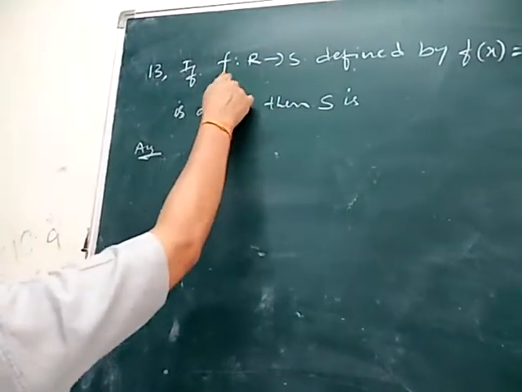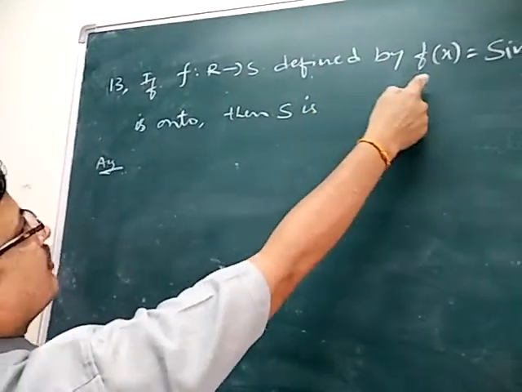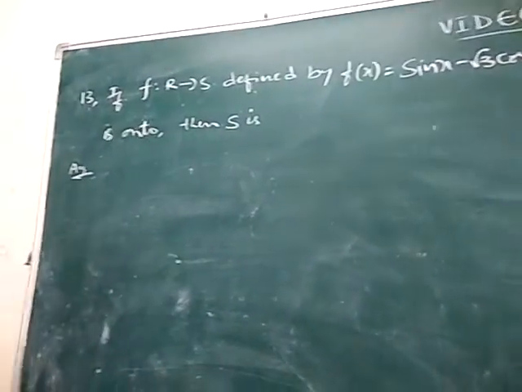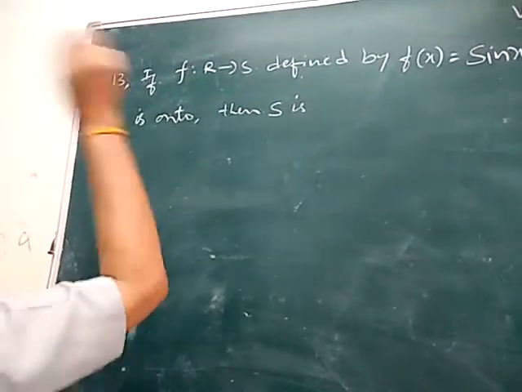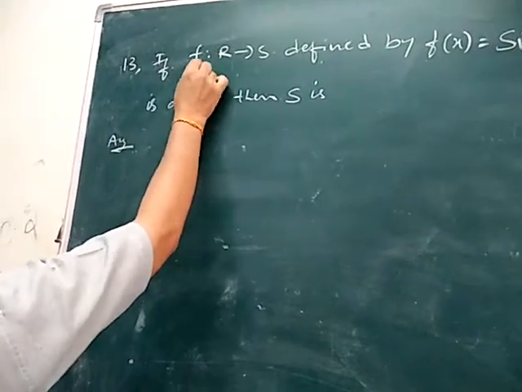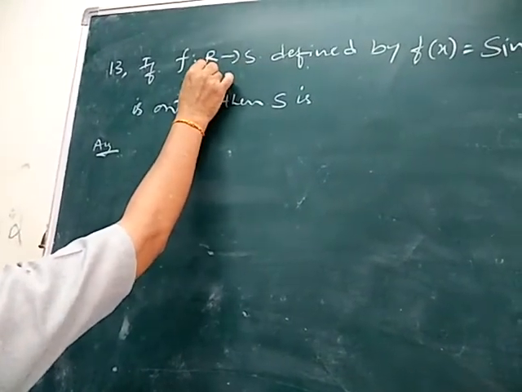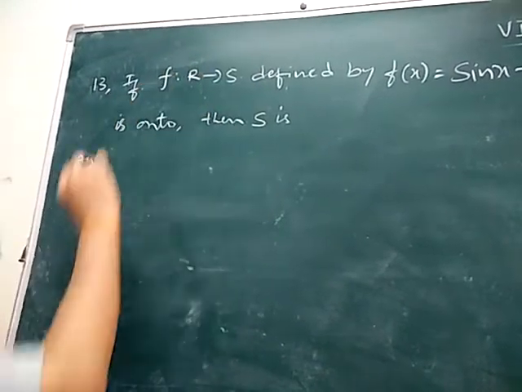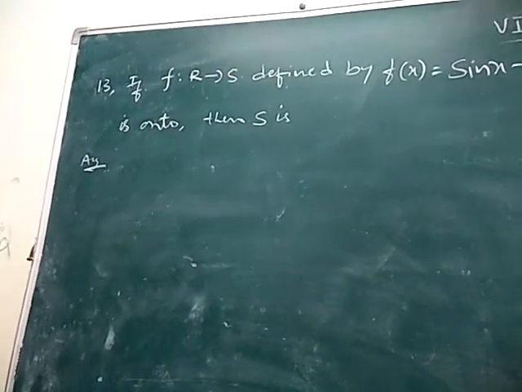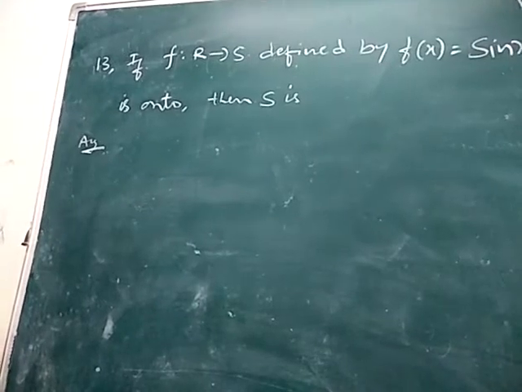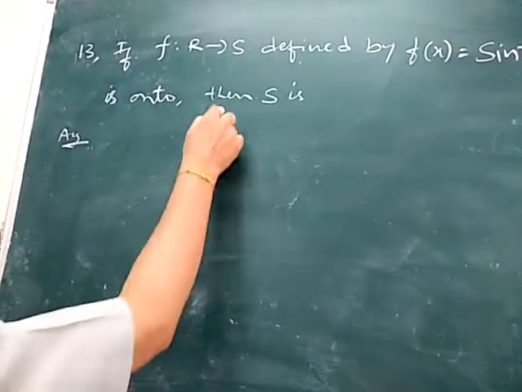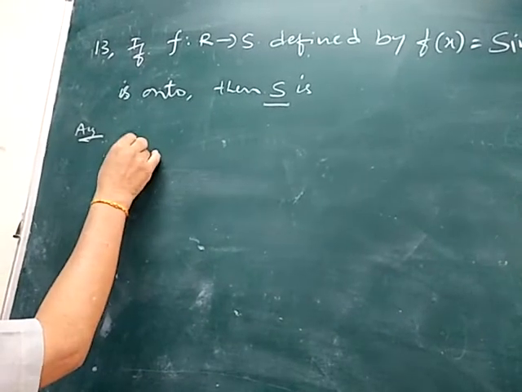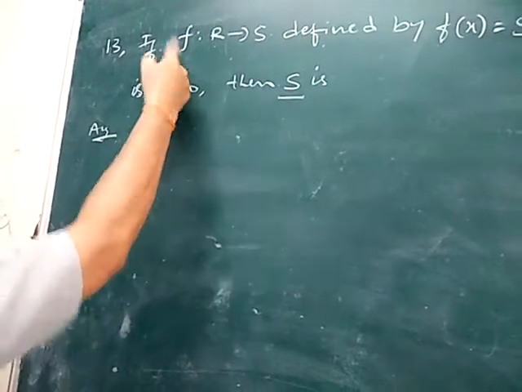Here f is mapping R to S is defined by f of x is equal to sin x minus root 3 cos x plus 1 is onto, then S is. What is the meaning? F is mapping R to S. R is called domain of the given function and S is called codomain of f, or S is range of the given function. So that's why we want to find the range of the given function. S means range of the given function.